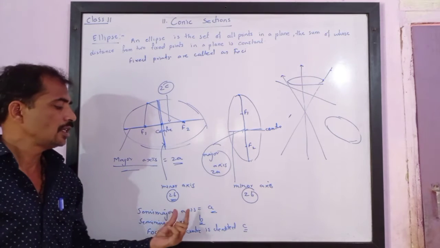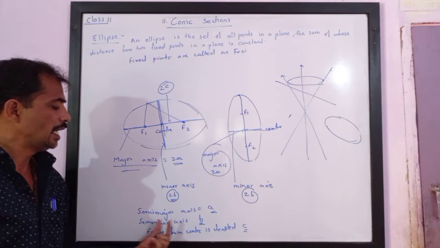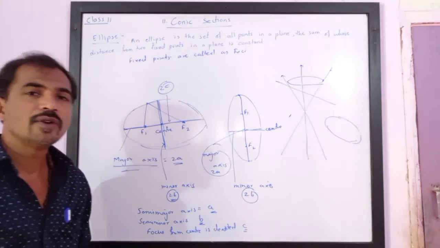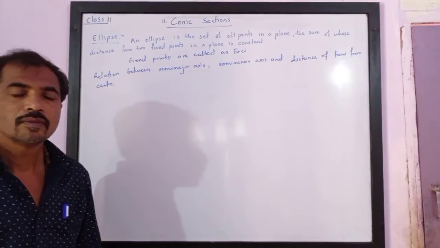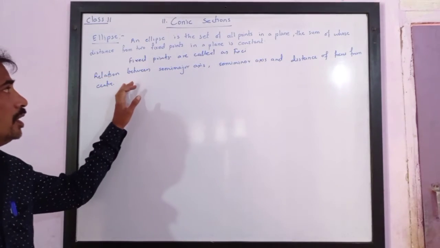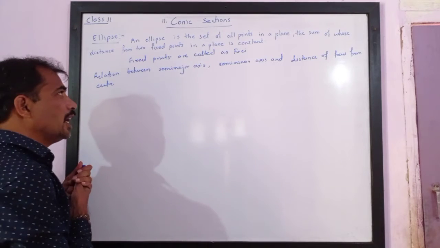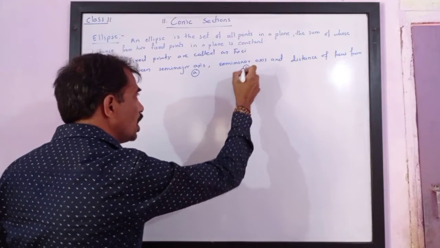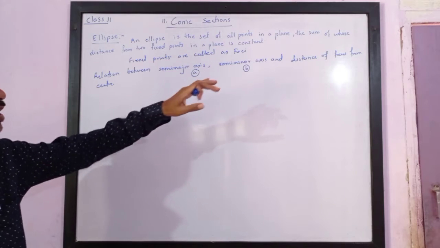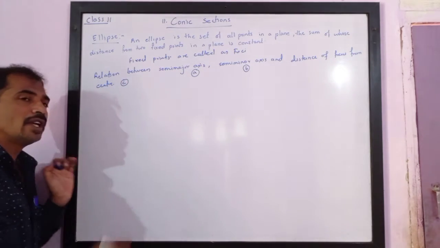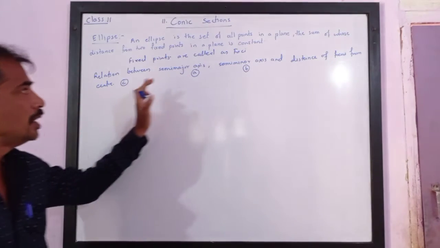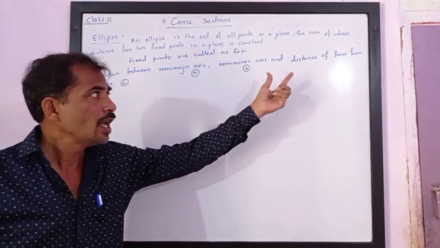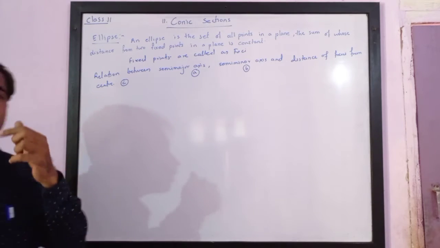A is the length of the semi-major axis, B is the length of the semi-minor axis, and the distance of the focus from the center will be denoted by small letter C. Dear friends, let us try to understand the relation between the semi-major axis, that is the notation A, small letter A, the semi-minor axis, for which we are going to use letter B, and the distance of focus from the center, denoted by small letter C. So we are going to find the relation between A, B and C, where A is half of the major axis, B is half of the minor axis, and C is half of the distance between the 2 foci.